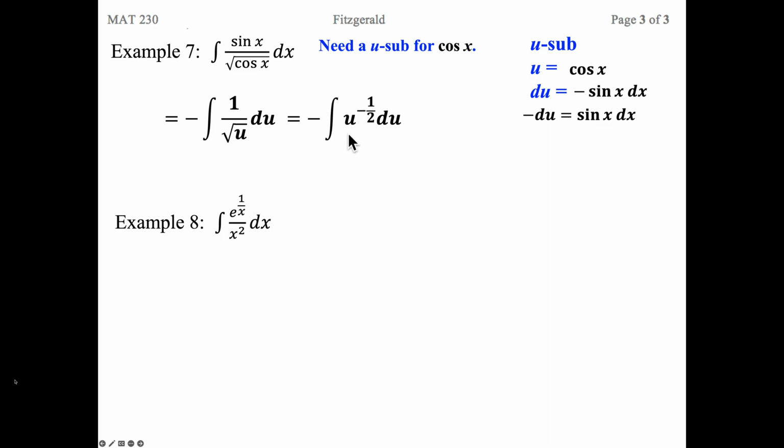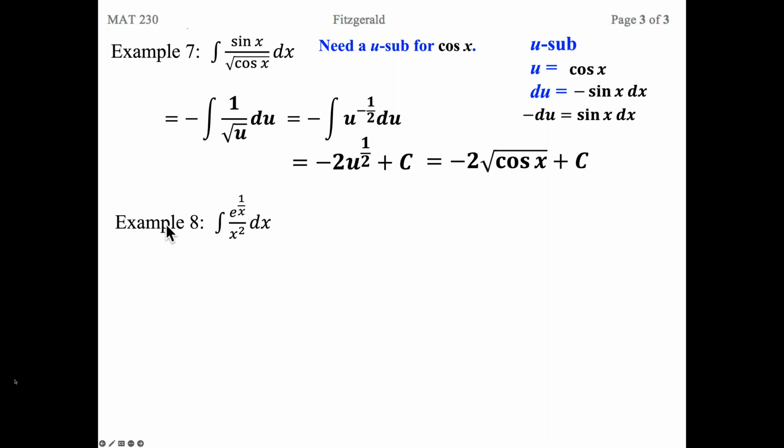Use your power rule like we did the last couple class periods. Add 1, divide by 1/2, which means multiply by its reciprocal 2. So negative 2 u to the 1/2 plus c. Now replace u with cosine of x. We'll put it back inside the square root of cosine x, excuse me, back inside the square root sign. That's the 1/2 power. And there's my answer.